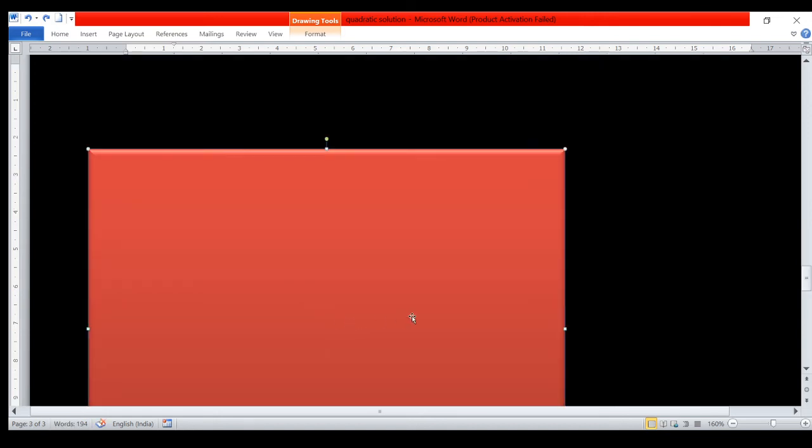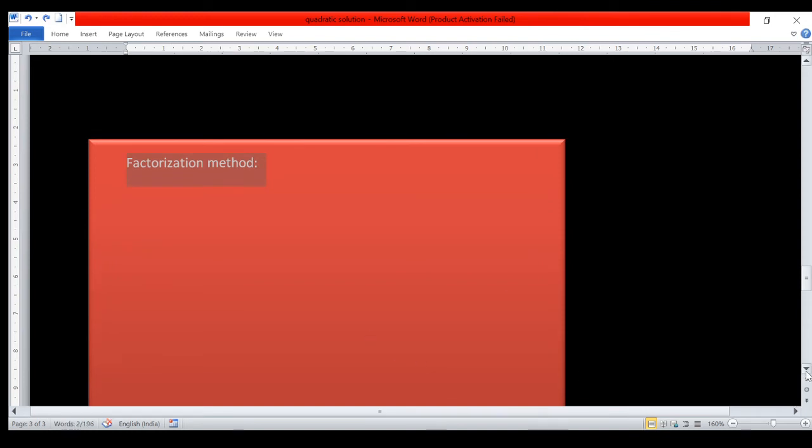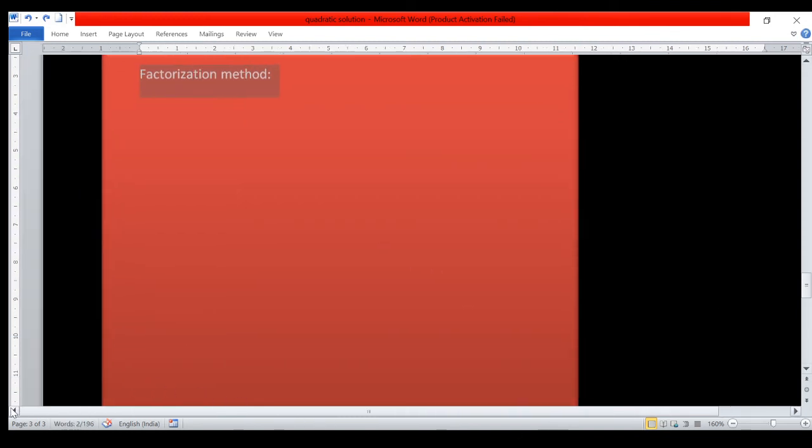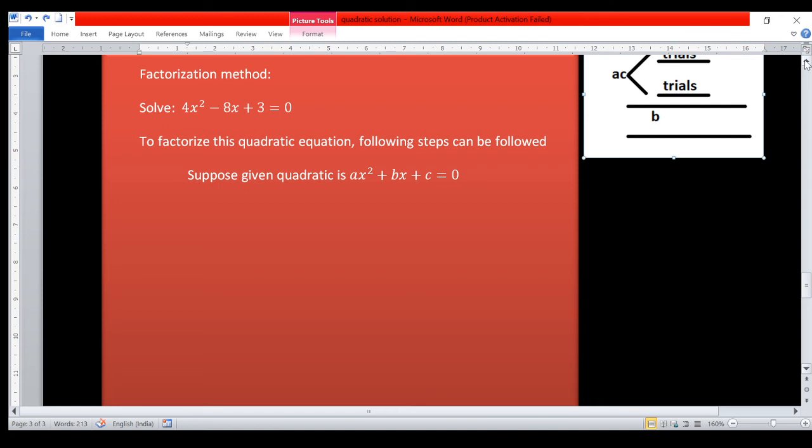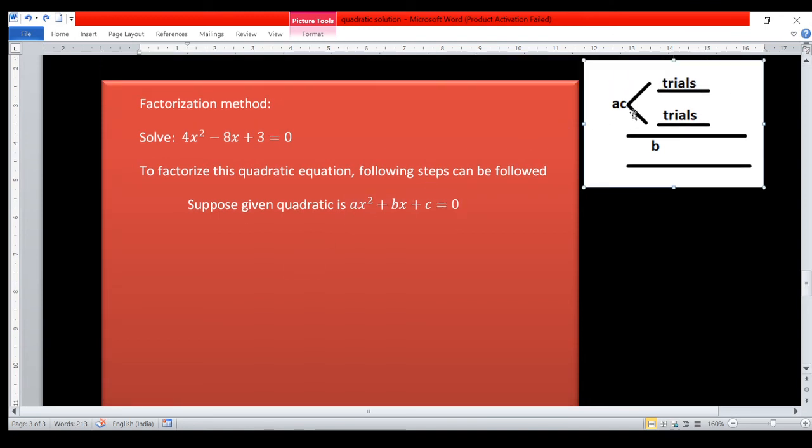Third method is known as the factorization method. So we want to solve the same equation 4x² − 8x + 3 = 0. To factorize this quadratic equation, we are going to follow some steps. Suppose your equation is ax² + bx + c = 0. There is one trial and error. What you have to do now: a and c you have to multiply and create the structure.